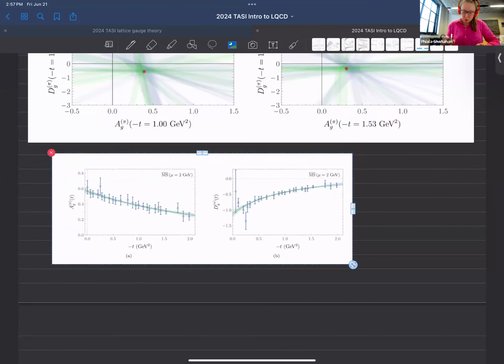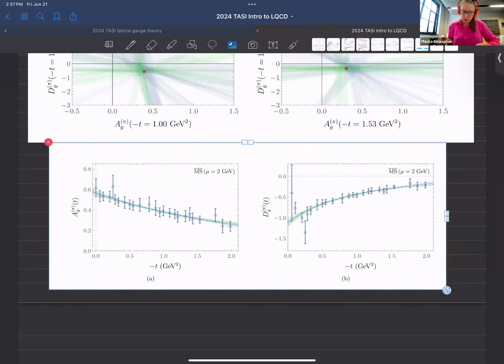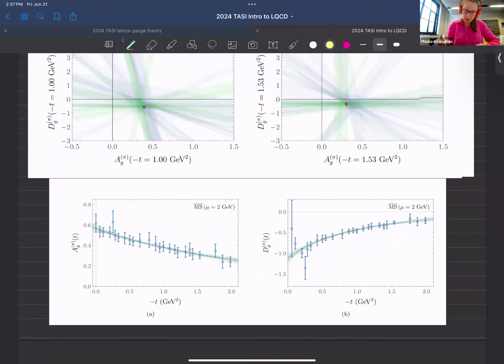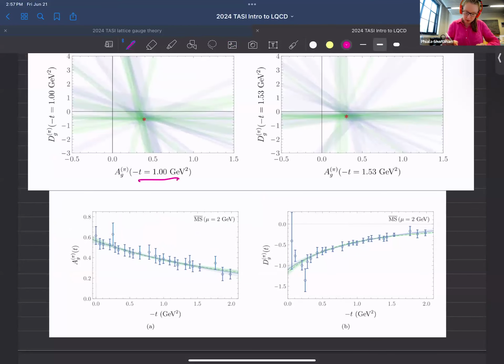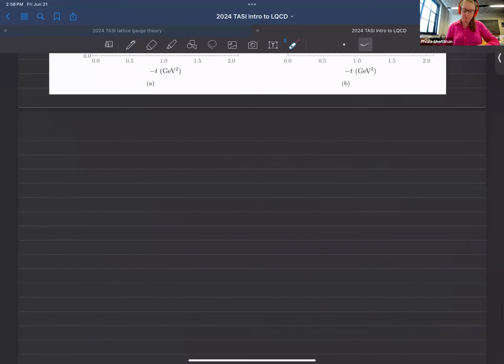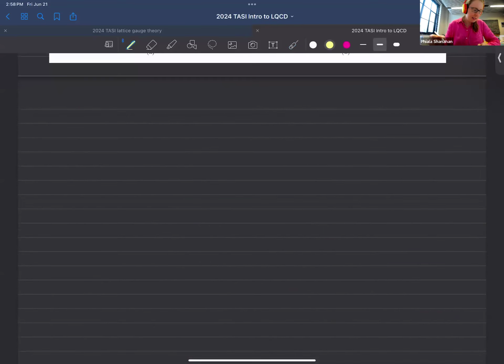You can plot those results as a function of that momentum transfer. So this here gives you this point here. And this one here, 1.53, gives you those points there, right? You do this for every different momentum transfer, and you can build up these form factors as a function of the momentum transfer. Okay, that was 2018.